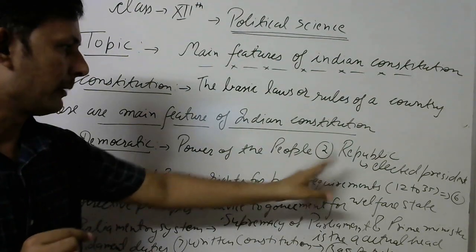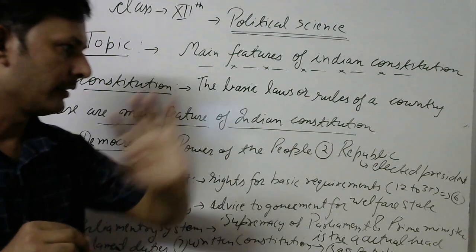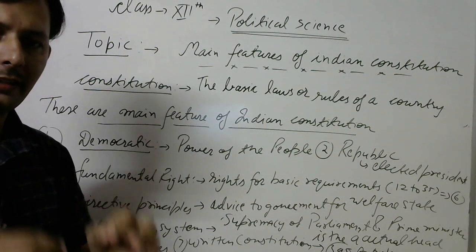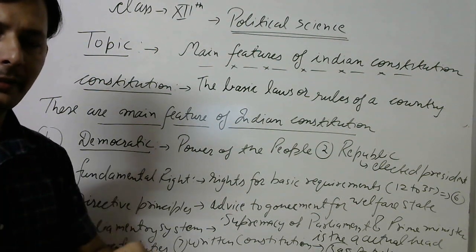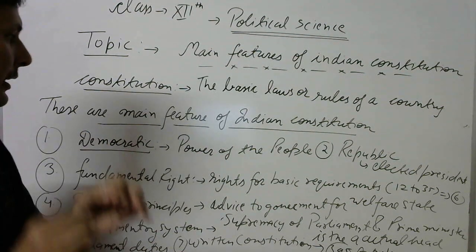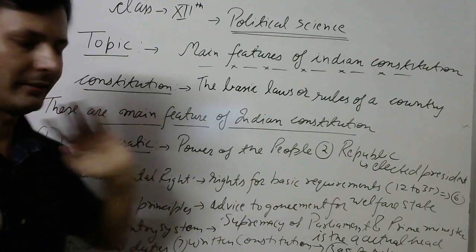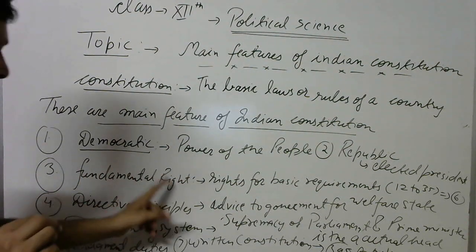Second is republic. What is the meaning of republic? Elected president. The Indian president is an elected president. So Indian democracy is called the Republic of India. Number two feature. Number three, fundamental rights.